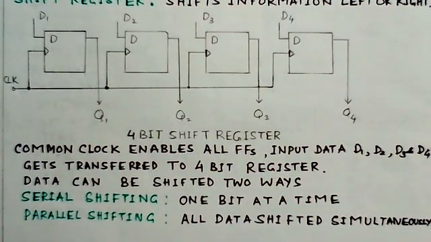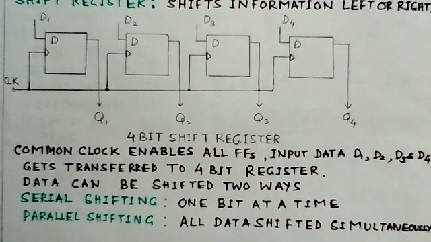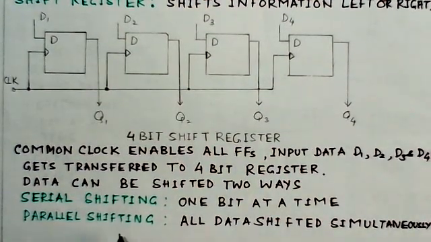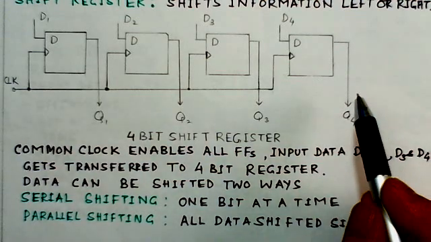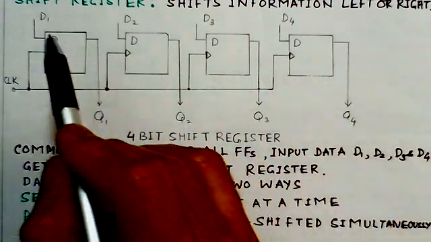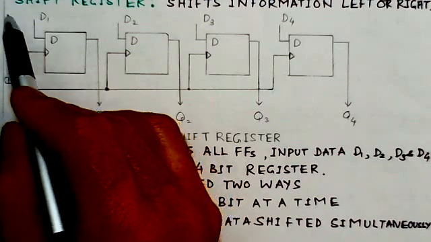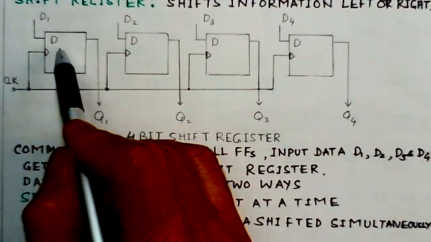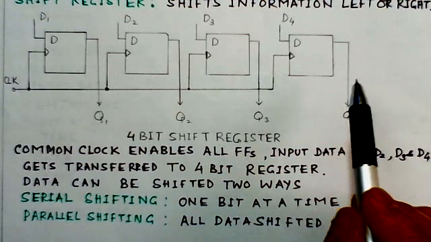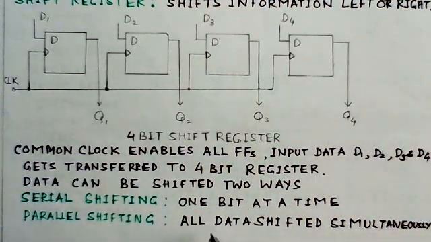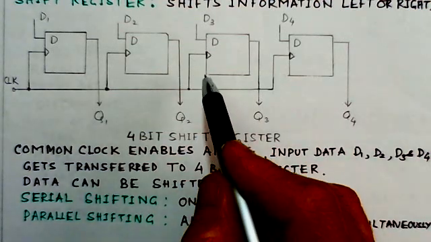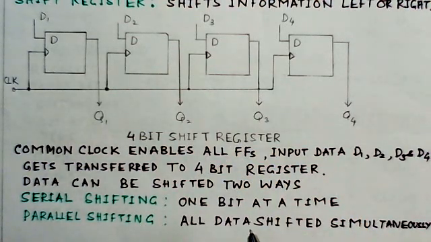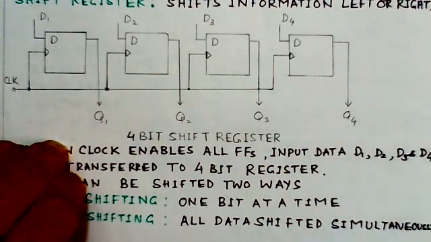The data could shift either parallelly or serially. Serial shifting is 1 bit at a time. When the data is shifting 1 bit at a time, that means first there is a serial data, and 1 by 1 bit the data is going into the register. Then it's serial shifting, so 1 bit at a time. And when all the data is entered into the register, then that is said to be a parallel shifting of data.